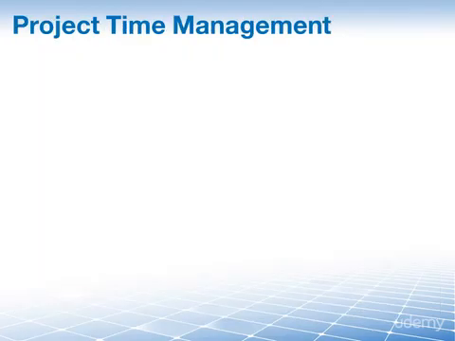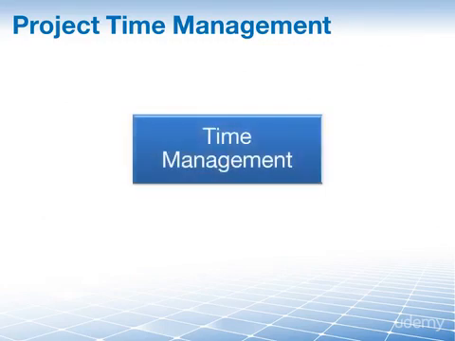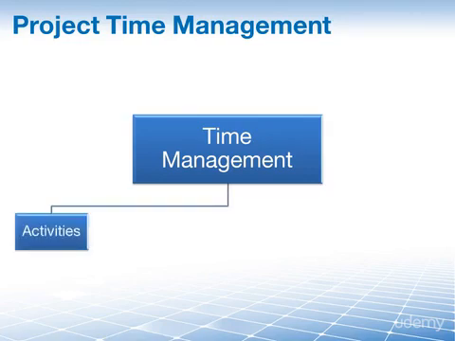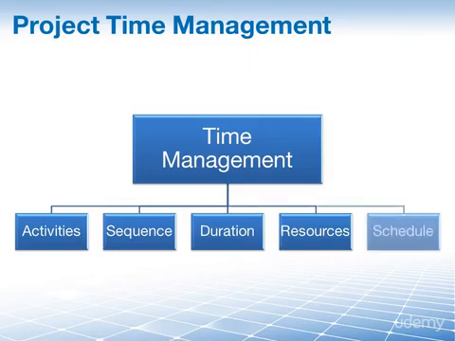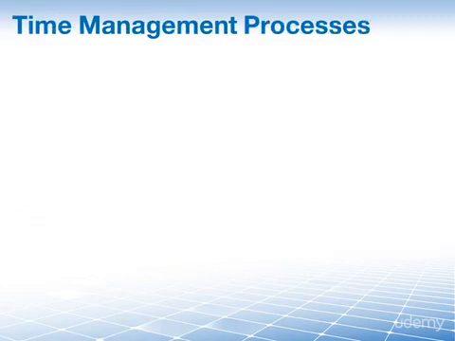The official PMBOK guide definition for project time management is: project time management includes the processes required to manage the timely completion of the project. This is accomplished by defining activities, which are then sequenced. Then we give them an approximate duration. We assign resources, and then the sequenced list of activities of a given time and resources is a schedule that is modified and executed over the project lifecycle. Let's review the processes together.